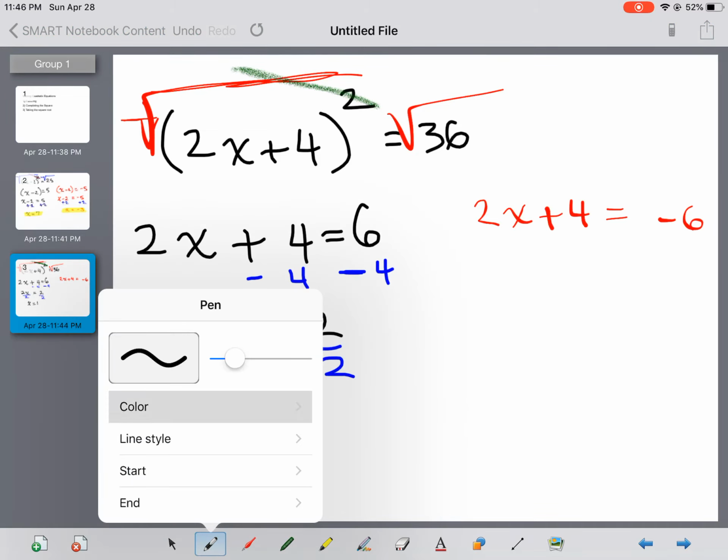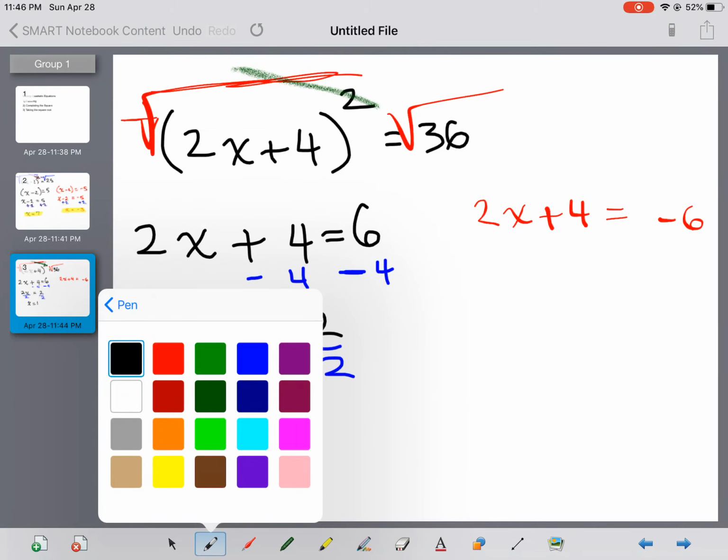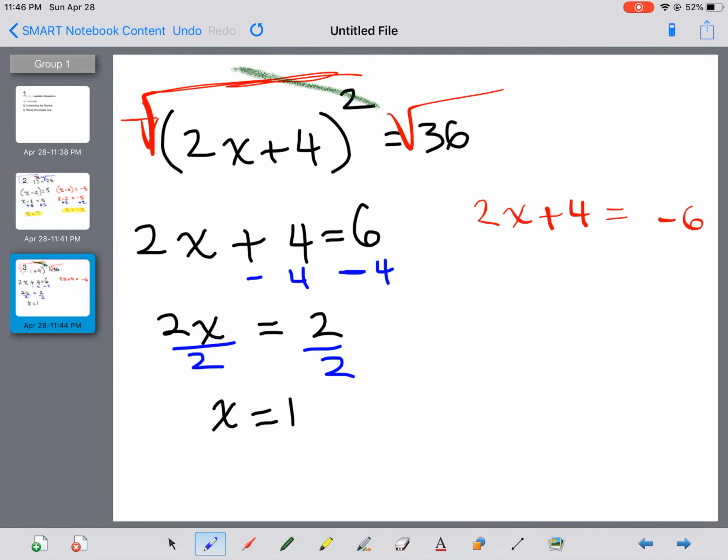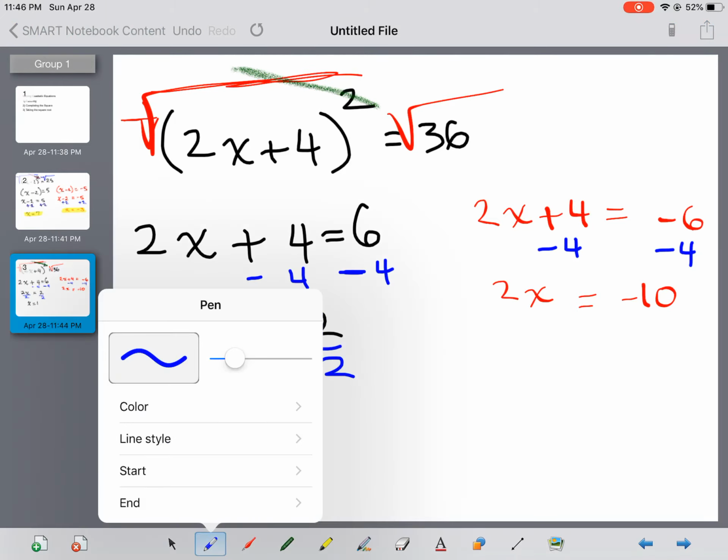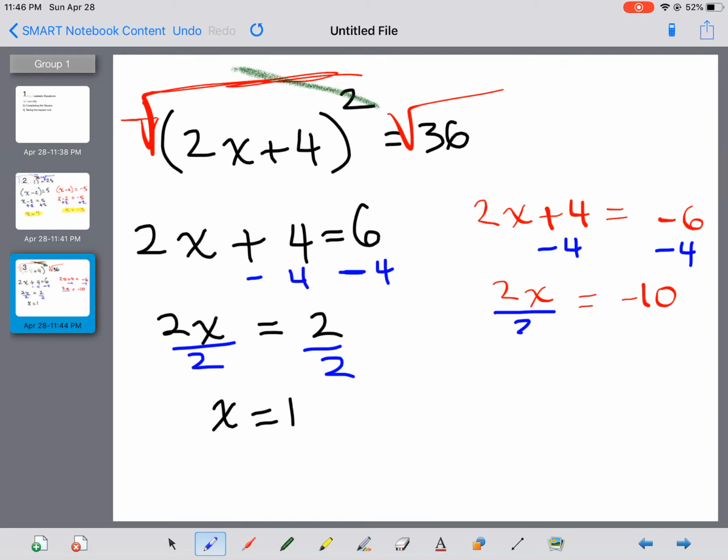Now, in the other equation, we have 2x plus 4 equals negative 6. So the idea is the same. We're trying to get x alone, so we subtract 4 from each side. And so we get 2x equals negative 10. And 2x, so we got to divide both sides by 2. And that gives us x equals negative 5. So the two solutions to this quadratic equation are x equals 1 and x equals negative 5.